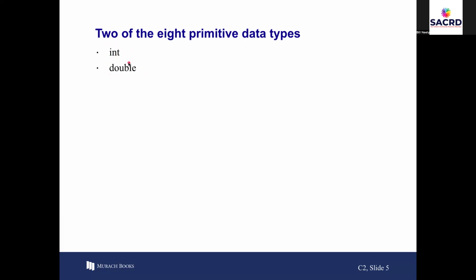Double is a data type that allows us to have decimal precision. So 1.25, 3.14, things like that. We'll define those using the double data type. Notice these are lowercase letters, int with a lowercase i, and double with a lowercase d. These are Java reserved words. They're primitive data types, and so as a result, we're using lowercase letters.